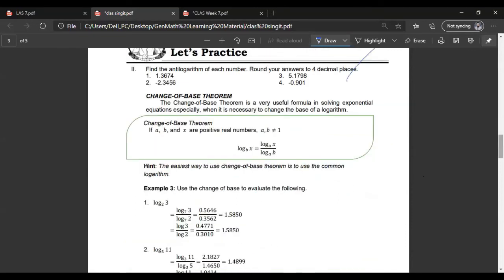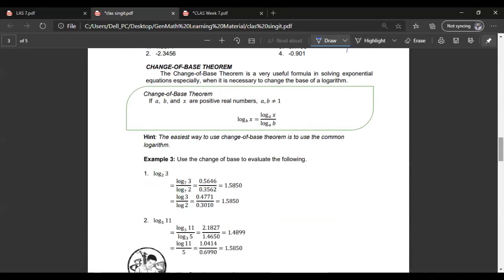So, ito na. Change of base. Change of base theorem is a very useful formula in solving logarithmic equations, especially when it is necessary to change the base of a logarithm. Sorry, class, logarithmic dapat to. The change of base theorem states that if we have logarithm of x with a base b, therefore we can have logarithm of x with the base a over logarithm of b with the base a.